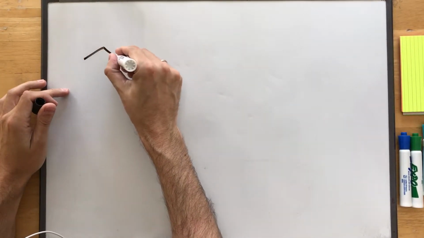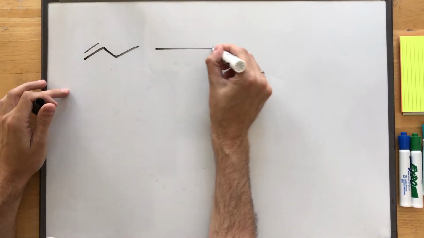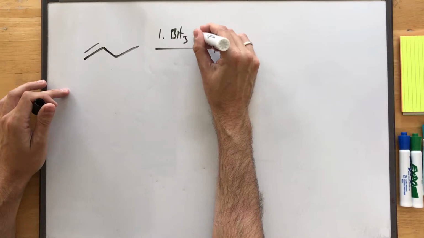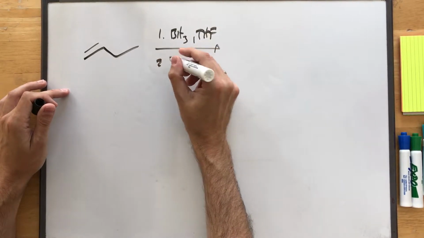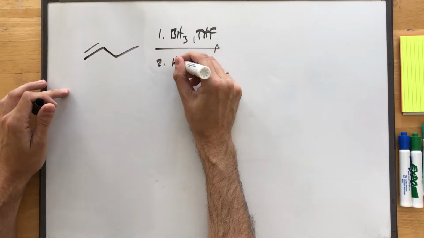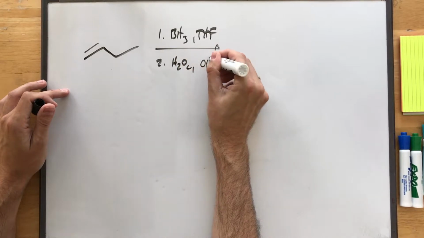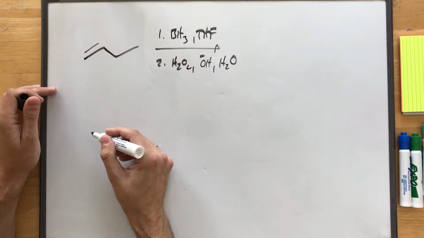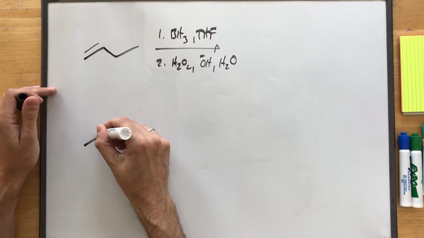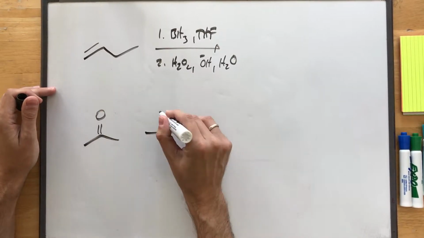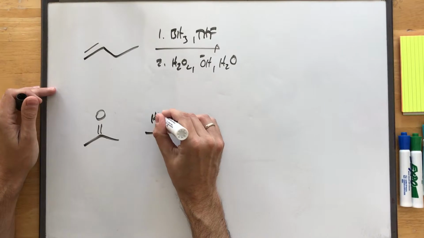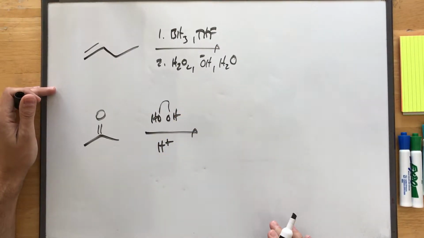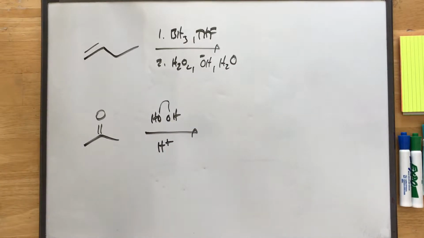Let's say we have this double bond, and let's say we have BH3, THF. Let's say this one is hydrogen peroxide, base, water. And now let's see what's another one we could do. Let's jump to a carbonyl, and let's do this. Acid plus. And I guess for now we'll start with that.